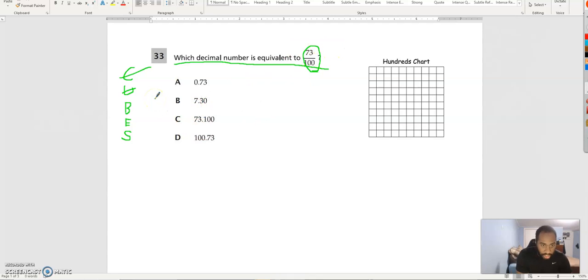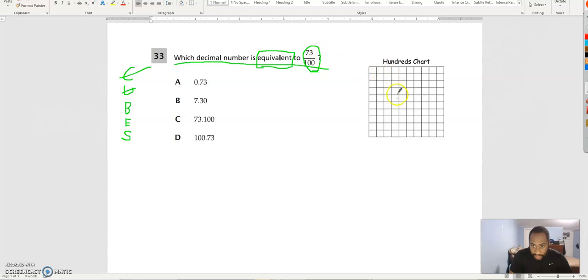Now let's do another one. Surgeon, box the keyword. What keyword is in this question? Yes, surgeon. Equivalent. Perfect. So we need to find a decimal that is equal to 73 over 100. All right. So first thing, let's do the 100 chart and then let's find the equivalent fraction.